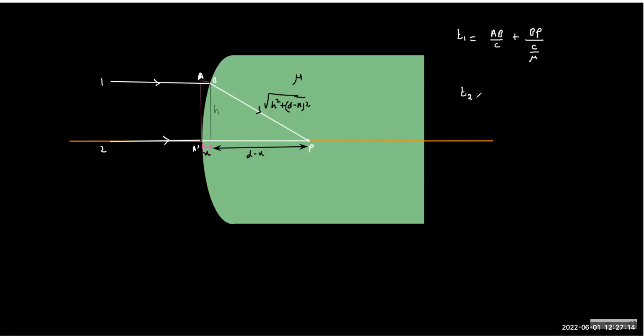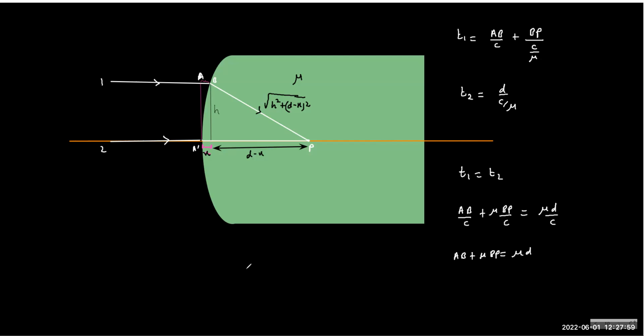And T2, the light ray will travel the entire distance D by C by mu. And to form the image, the light rays must reach at the same time. So by equating T1 equals T2, only then the image will be formed. What you can write is that AB upon C plus mu BP upon C equals mu D upon C. C cancels out. So we have a nice relation: AB plus mu BP equals mu D.